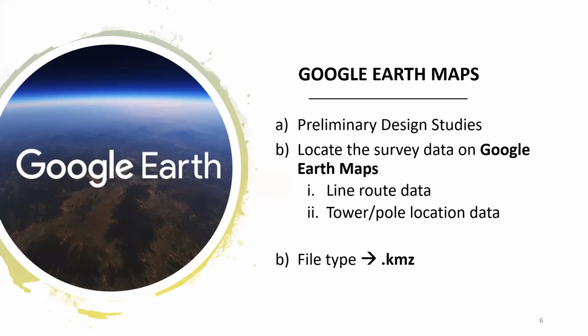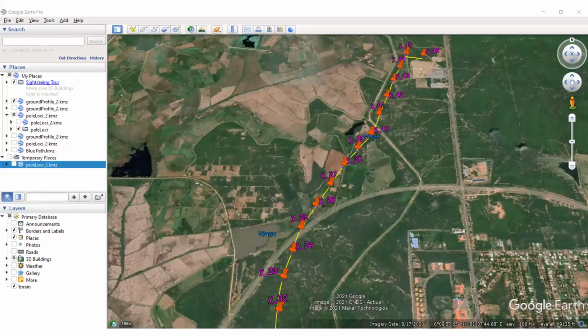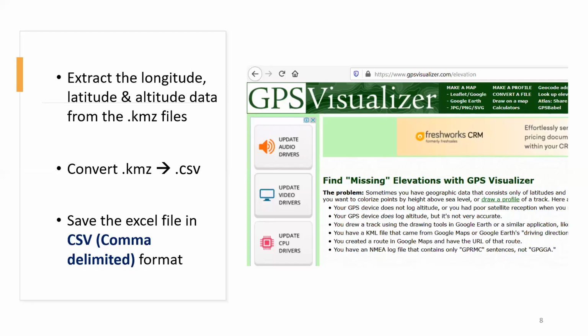So here is one of the examples that we have worked out for a 220 kV transmission line design. You can see the line routes and the tower locations are marked on Google Earth Maps. After you mark the locations and the route, you get two KMZ files. In order to import them into PLS-CADD software, you have to convert those KMZ files into an Excel file.